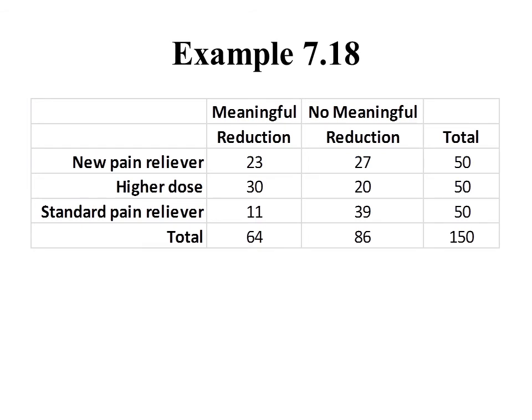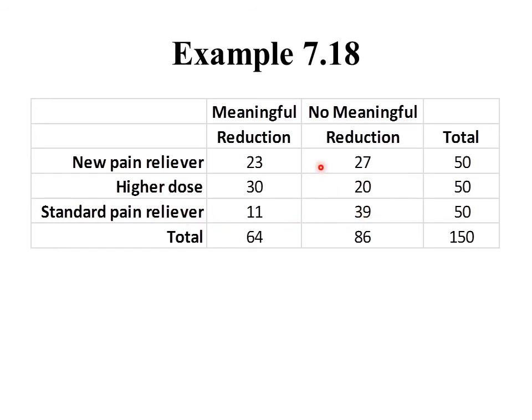Our last example here is example 7.18 from the textbook. In this example, we are comparing 3 different treatments for pain. We give 50 patients a standard dose of a new pain reliever. We give another 50 patients a high dose of the same pain reliever. And then we give another 50 patients a standard pain reliever.